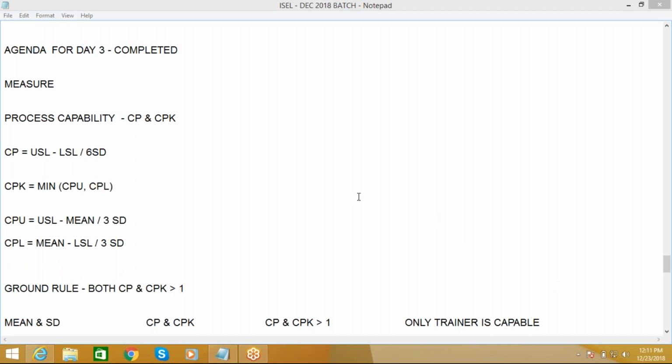Okay, so let's quickly take a look at what we did on day 3. We started by looking at our measure phase tool, process capability. It's been about a week, so I just have to refresh you about it. Process capability is whether your process has the ability to meet the customer requirements, right? And how do you measure it? You measure it in CP and CPK, right?